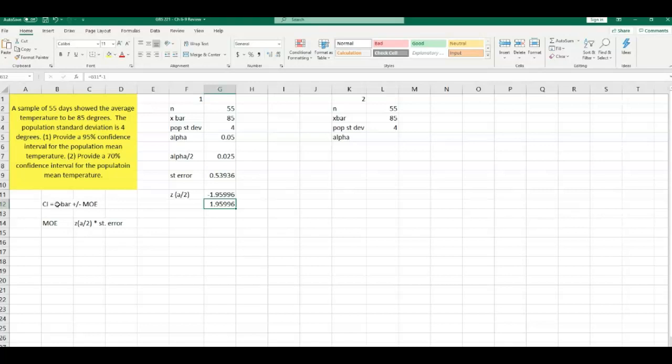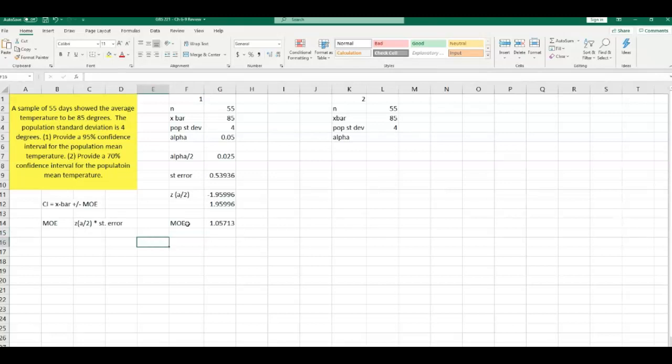So taking a look back at our confidence interval formula here, it was our x bar plus and minus our margin of error. And we said that our margin of error was our z-score for alpha divided by 2 times our standard error. Well, now we have our z-score, and now we have our standard error. Right, so now we can work on our margin of error, which is just going to be that z-score times our standard error. And we get this 1.057. So that's going to be our margin of error here.